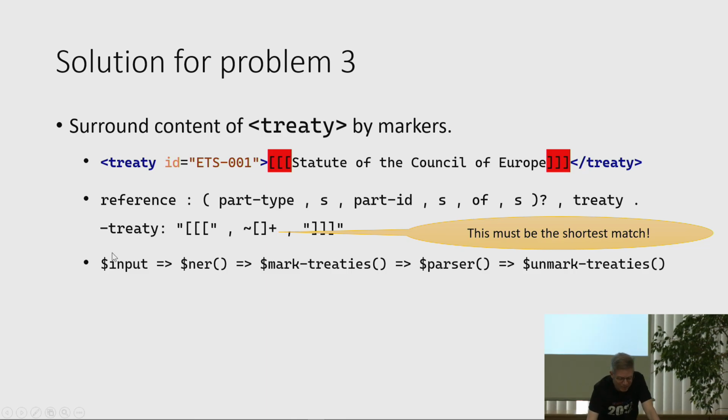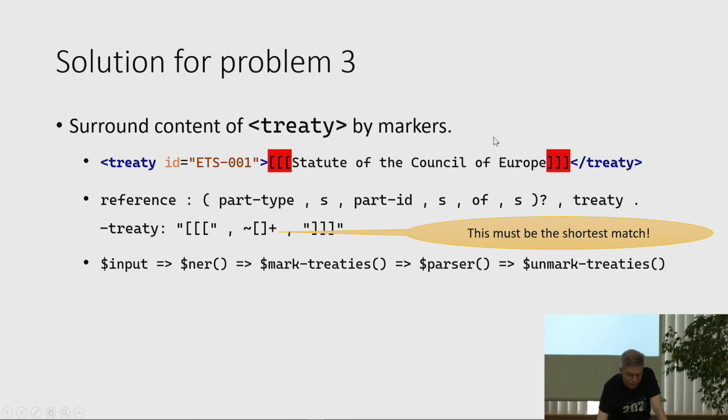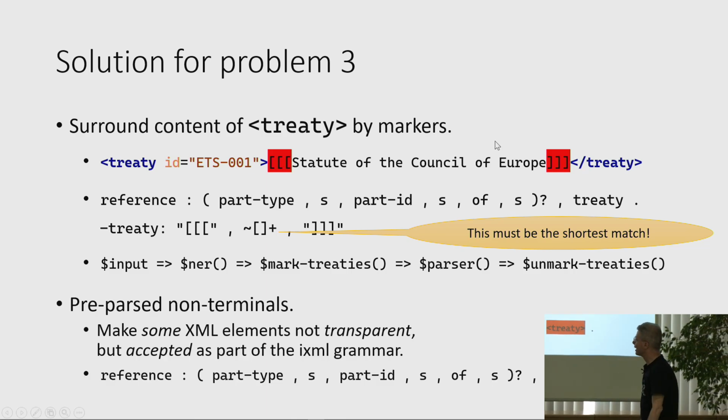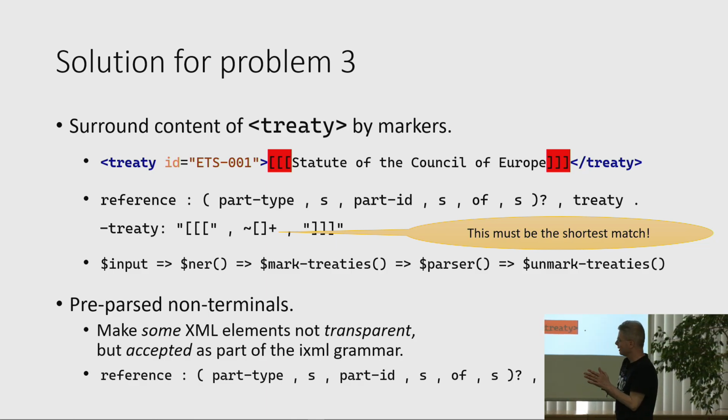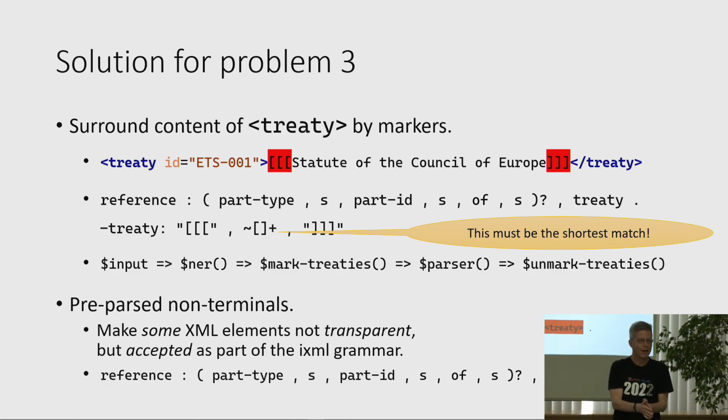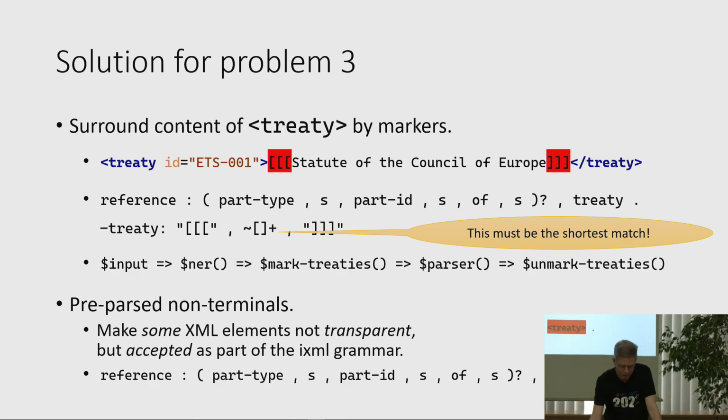And then this will be our pipeline. We have an input. We do named entity recognition. Then we have a step to mark the treaties. That's just an XSLT. We give that to the XML parser, and then we unmark the treaties. So we remove those red markers again. That works. But actually, what's even better is to use what I call pre-parsed non-terminals, which means that we make only some XML elements in the input transparent, but other XML elements can be accepted as part of the XML grammar. And that requires a modification of iXML, which I show here.